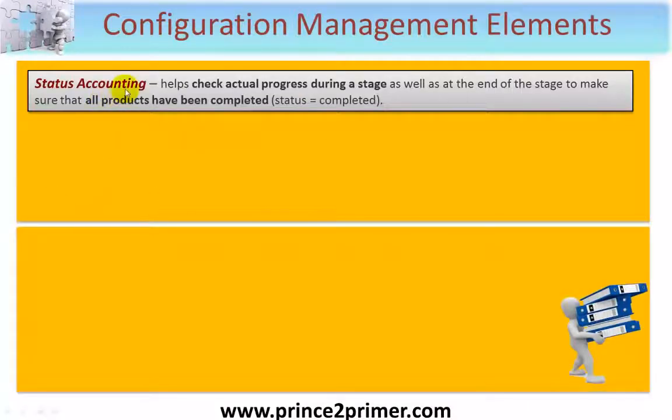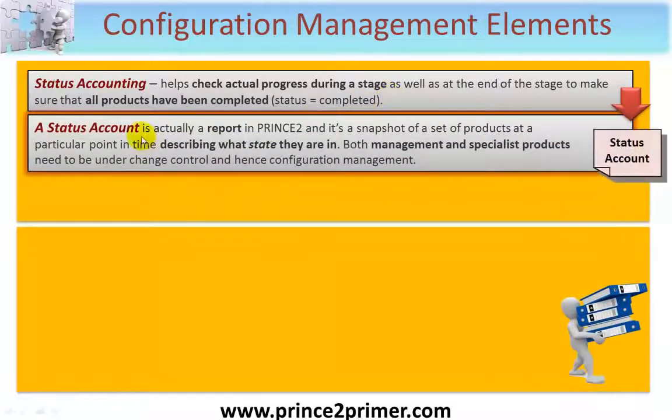Let me first of all touch on status accounting as a general statement. This helps check the actual progress during a stage, as I described in the previous slide, as well as at the end of the stage to make sure that all the products have been completed. So if status accounting is the technique, what is it we actually use within PRINCE2? Well, the answer is that we call it a status account, and it's a report. It's a snapshot of a set of products at a particular point in time describing what state they are in.